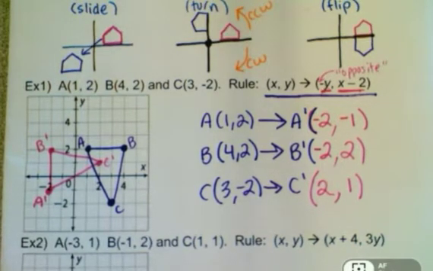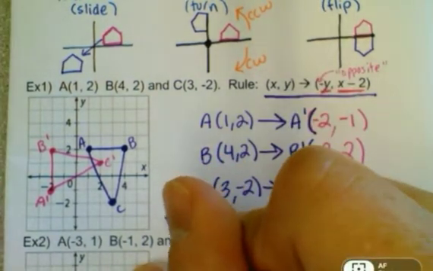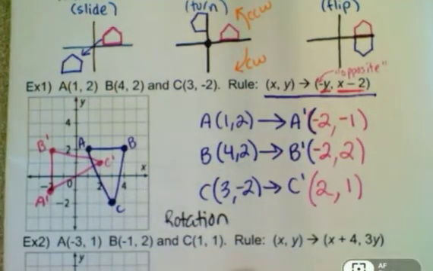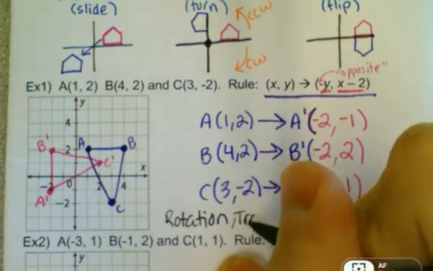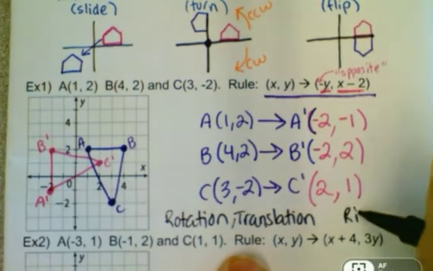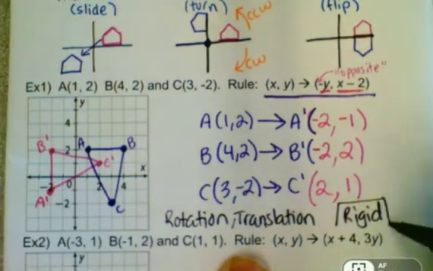A couple things happened here. You can see that the triangle is the same shape and size. It's just moved and it's been turned. There is a rotation that happened here, so let's write rotation. It might be hard to see, but there was also a translation that happened. This minus 2 means we slid something 2 spaces over. So there was a translation that happened here. But this is rigid. It's the same size and shape.